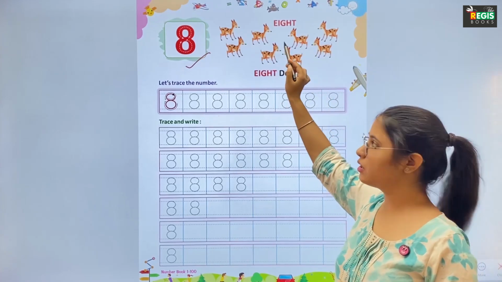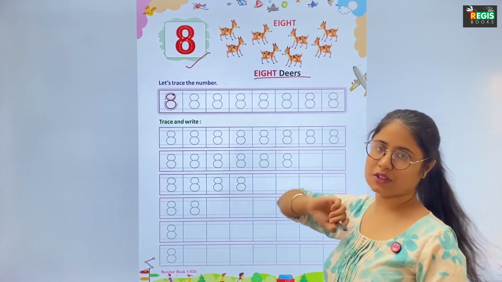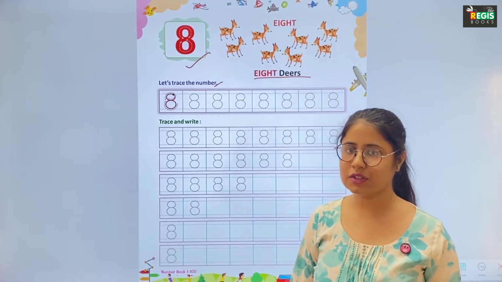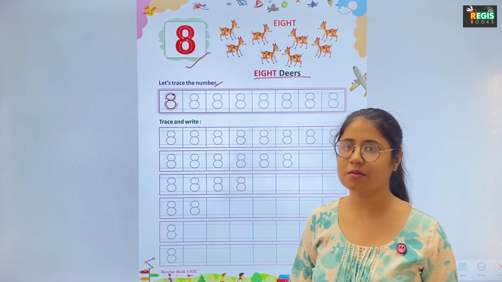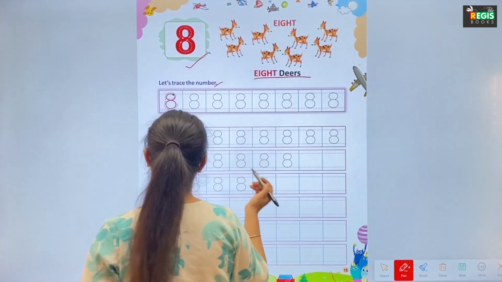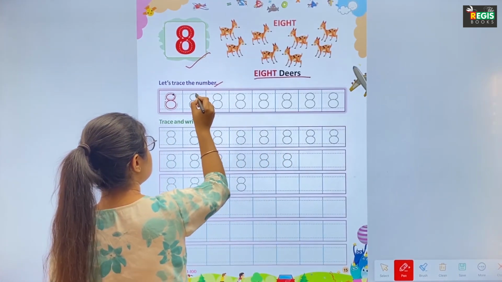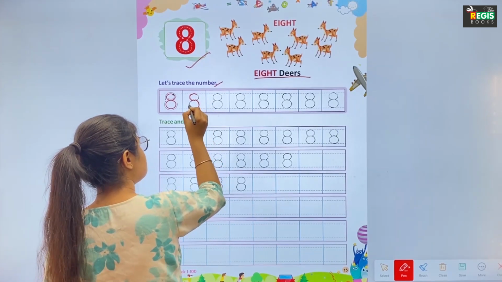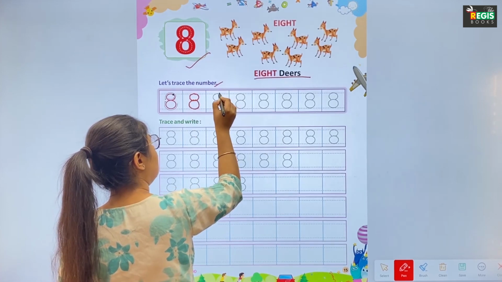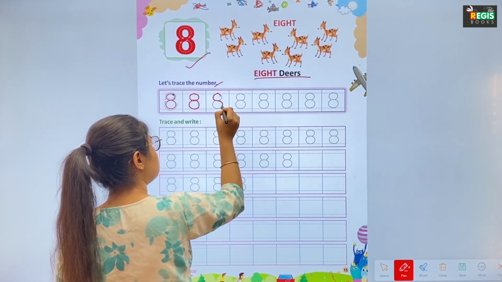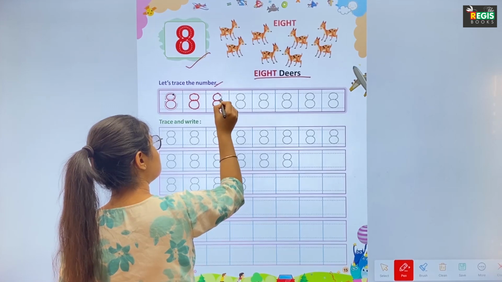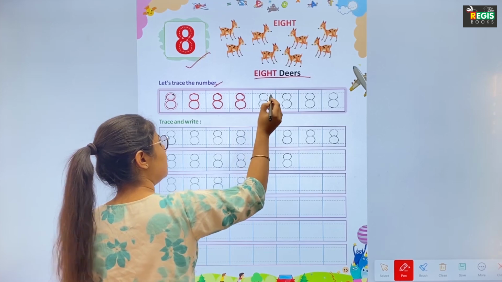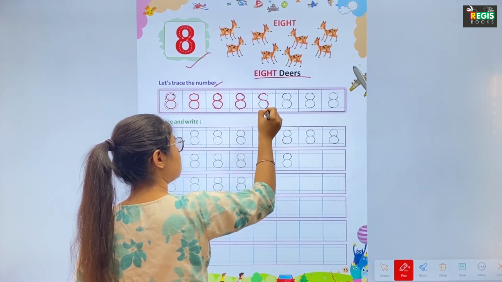E-I-G-H-T, 8. These are 8 deer. Let's trace the number. So kids, practice with me how you can write the number 8 by tracing it. So kids, put your pencil on the black dot on this point and move your pencil like this. Again put your pencil and start moving, joining these dots like this. This is number 8.